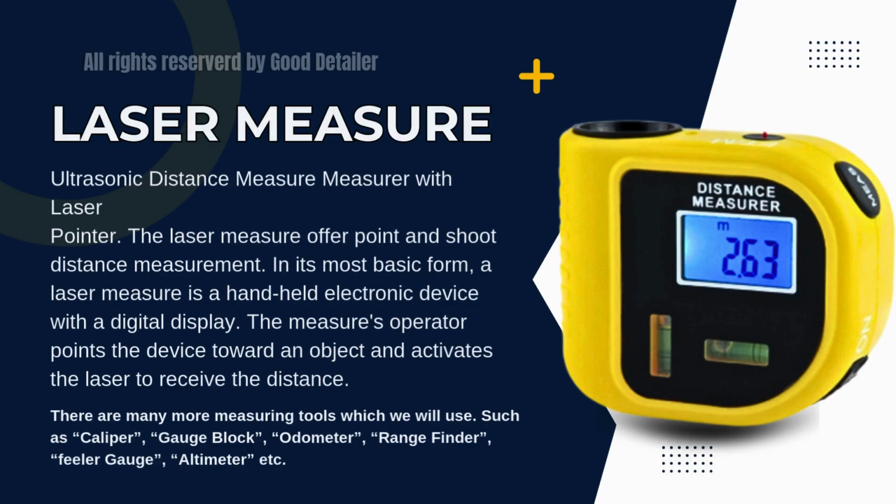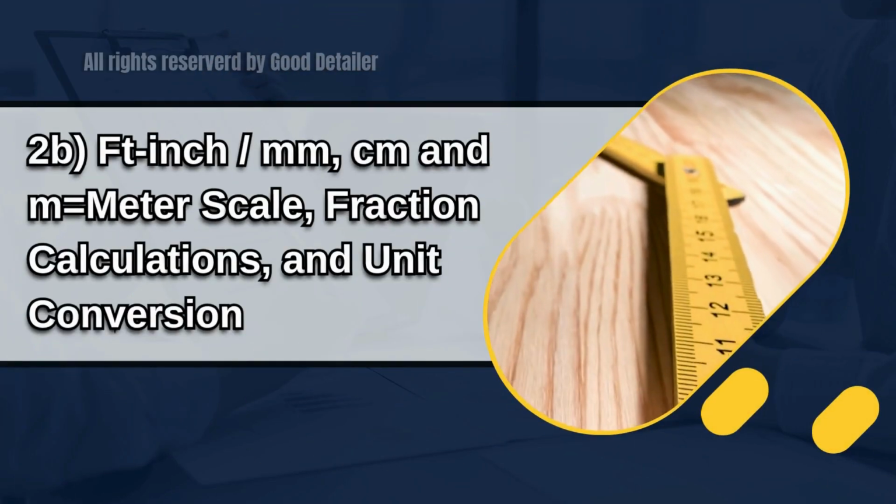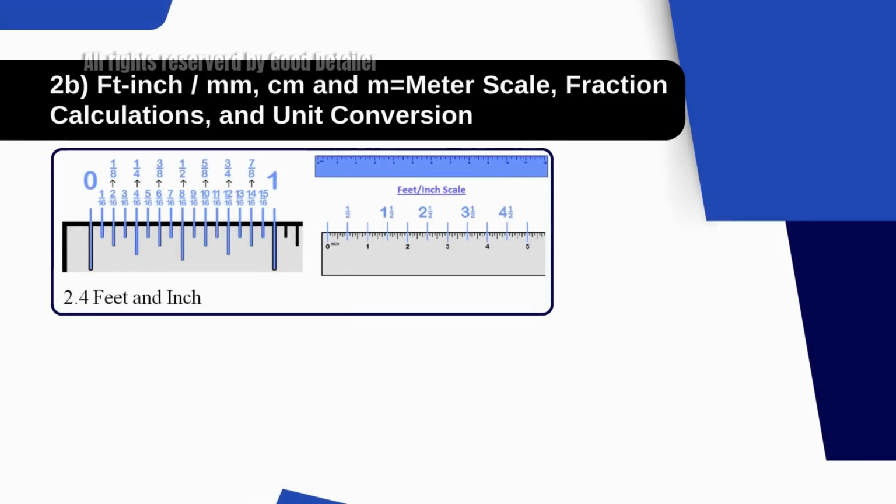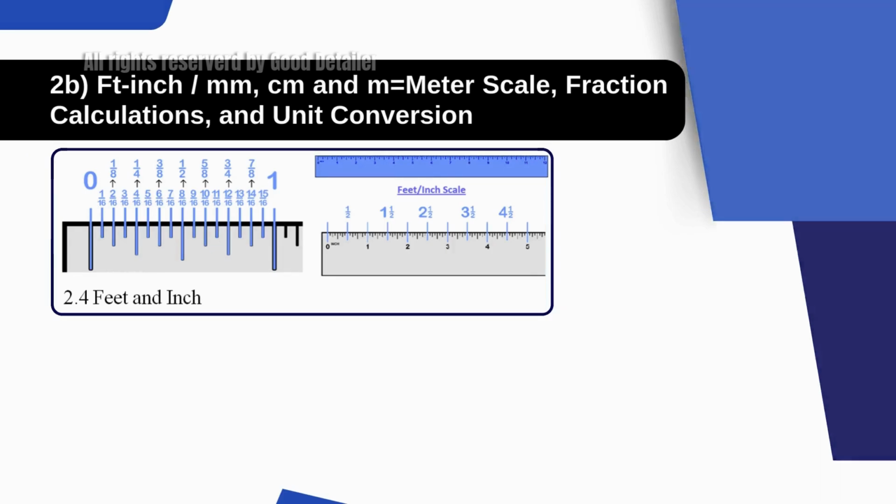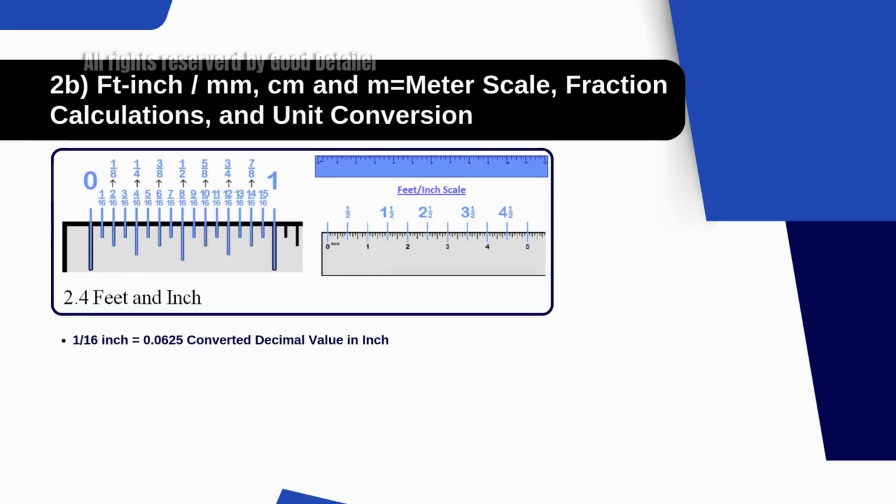There are many more measuring tools which we will use, such as caliper, gauge block, odometer, rangefinder, feeler gauge, altimeter, etc. Now the inch, mm, cm and m meter scale, fraction calculations and unit conversion, 2.4 feet and inch. Following fractional values can be read in decimal format. 1/16 inch equals 0.0625, converted decimal value in inch.